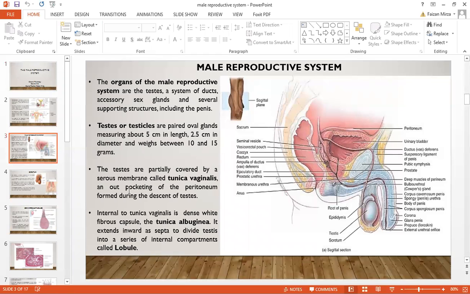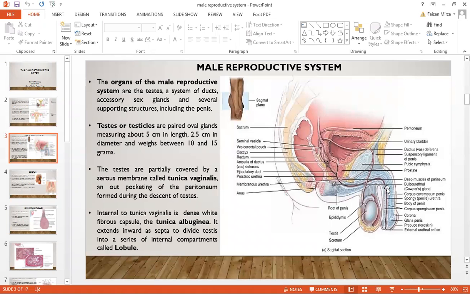This is basically an outpouching of peritoneum, and internal to this tunica vaginalis is the tunica albuginea, which extends to the inside of the testes and divides the testes into various lobules. So this is the testes here. You can see the testes have the head of the epididymis here. This is the scrotal sac, and from here you can see the sperm duct goes high. It loops over the urinary bladder, joins the urethra, and comes out through the urethra into the external orifice.